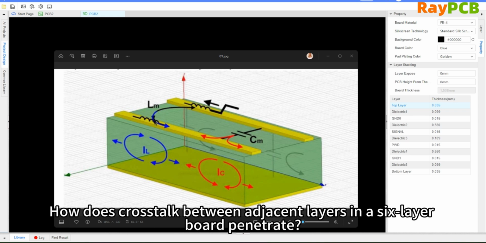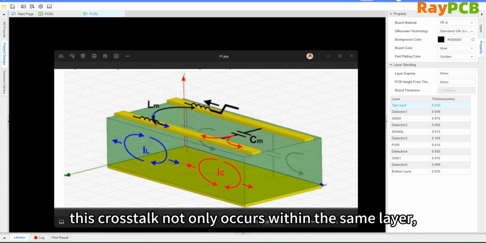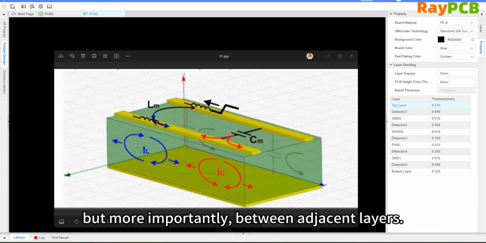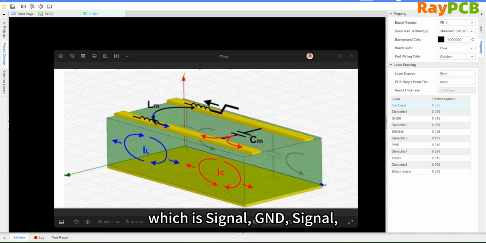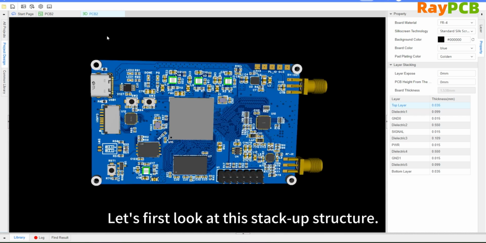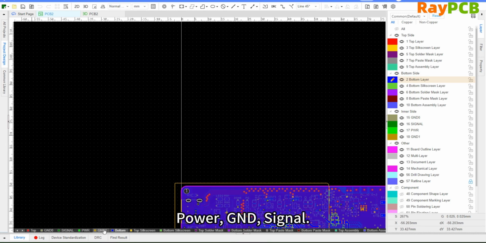How does crosstalk penetrate between adjacent layers in a 6-layer board? In a 6-layer board, crosstalk not only occurs within the same layer, but more importantly, between adjacent layers. Let's take the recommended stack-up strategy as an example. Signal, ground, signal, power, ground, signal. To see how it is generated, let's first look at this internal structure. That is, we recommended top-layer signal, ground, signal, power, ground, signal planes before and after.